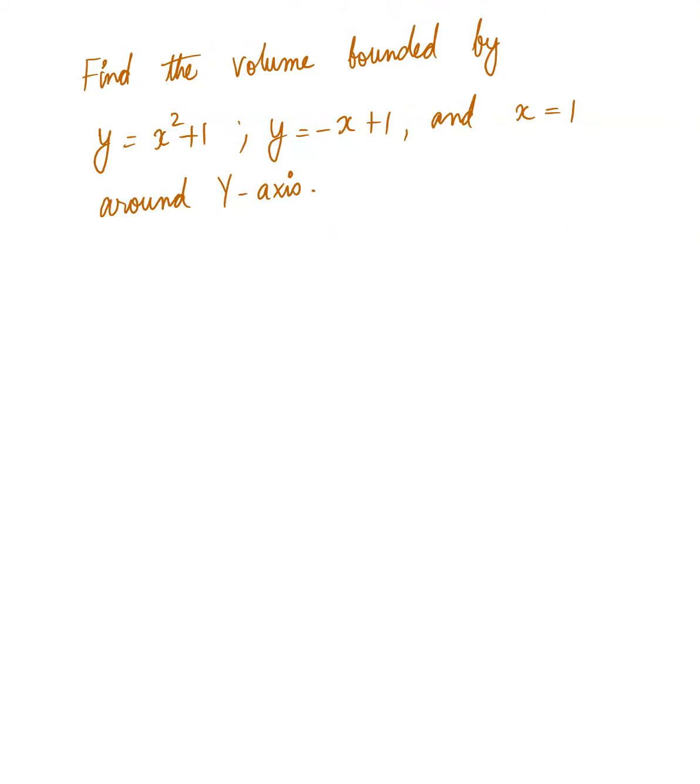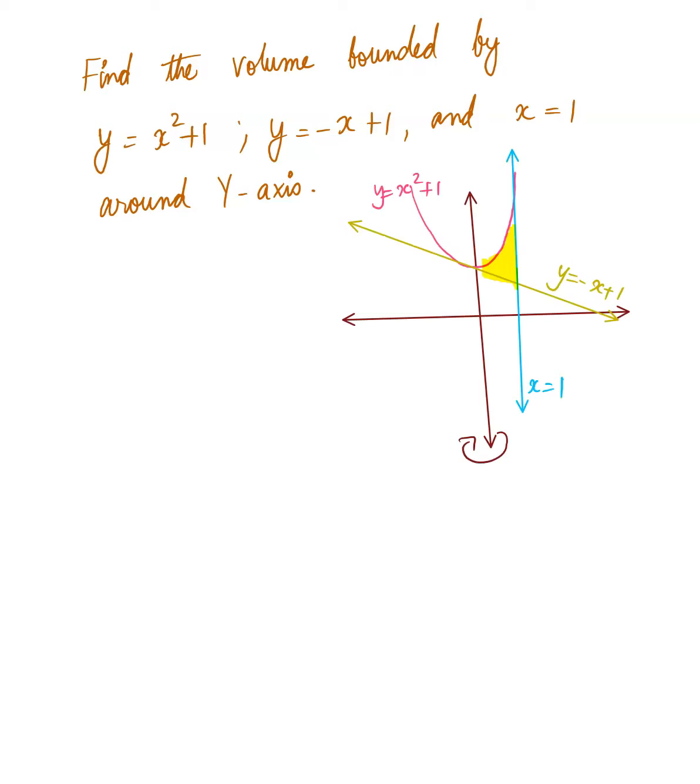Find the volume bounded by y equals x squared plus 1, y equals negative x plus 1, and x equals 1 around the y-axis. So go ahead and draw the graph first. Now, does your graph look like this? Okay, that's the shaded region we have, and we're rotating about the y-axis.